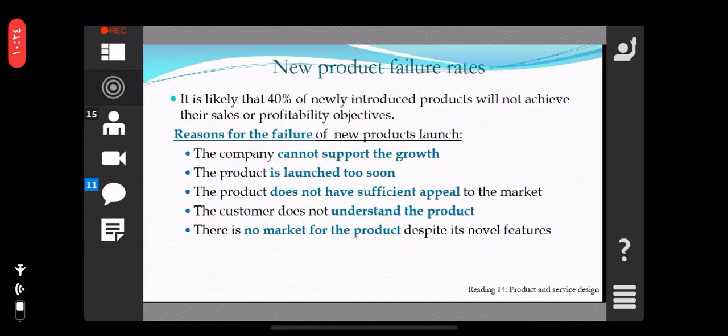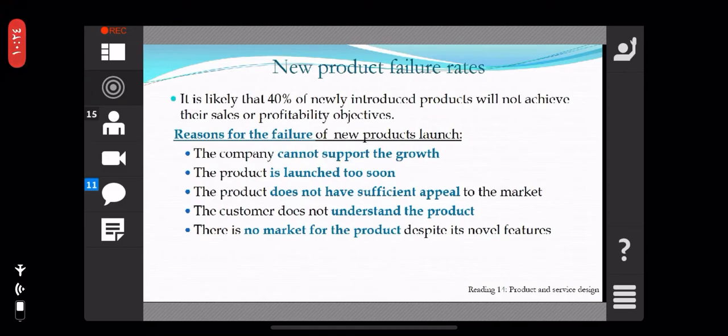This is the study. It could be based on assumptions or based on their studies. It's not necessary that 40% applies everywhere. No. Keep this in mind. According to this book, according to their research, 40%. It could be different. For example, in Saudi Arabia it's different. In India it's different. In the United States it's different. In the UK it's different. In Australia and New Zealand it's different. It is based on their studies and research. So when they say it is likely that 40% of newly introduced products will not achieve their sales or profitability objectives, it is according to their study.